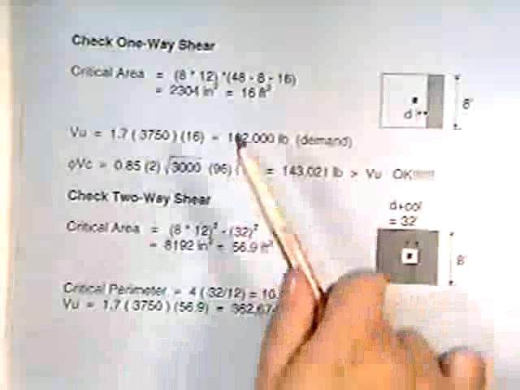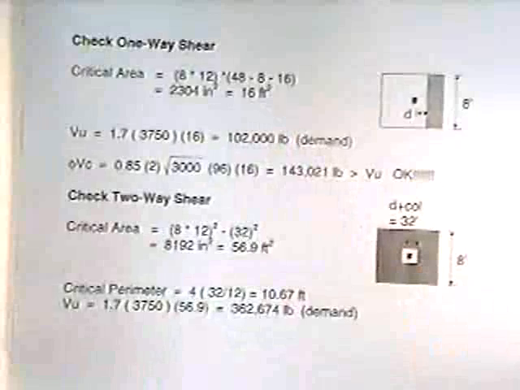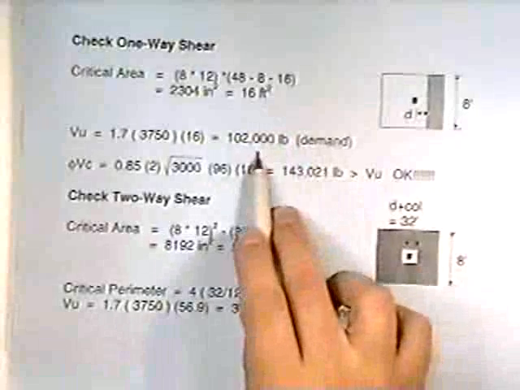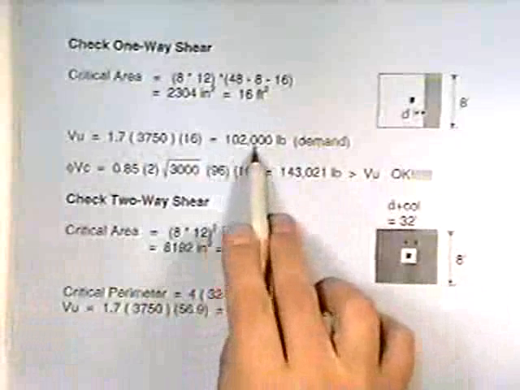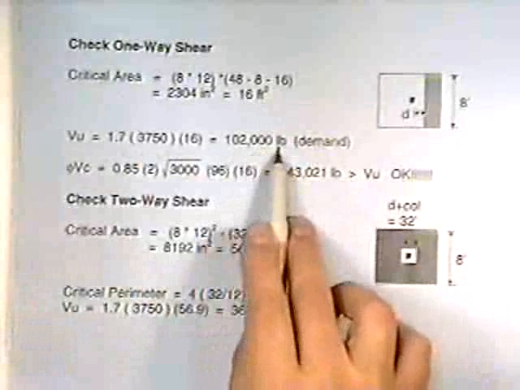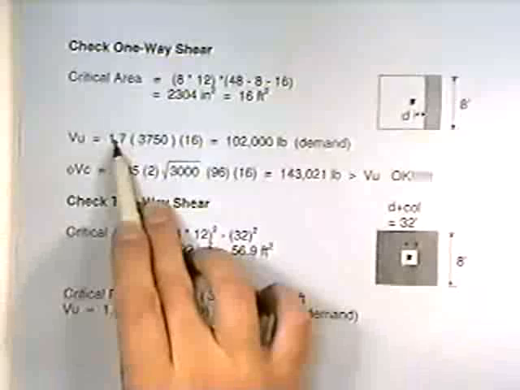Multiply this critical area times the 3750. This gives you a demand. All right, now the number turns out to be 102,000 pounds. All right, now where does the 1.7 come from?